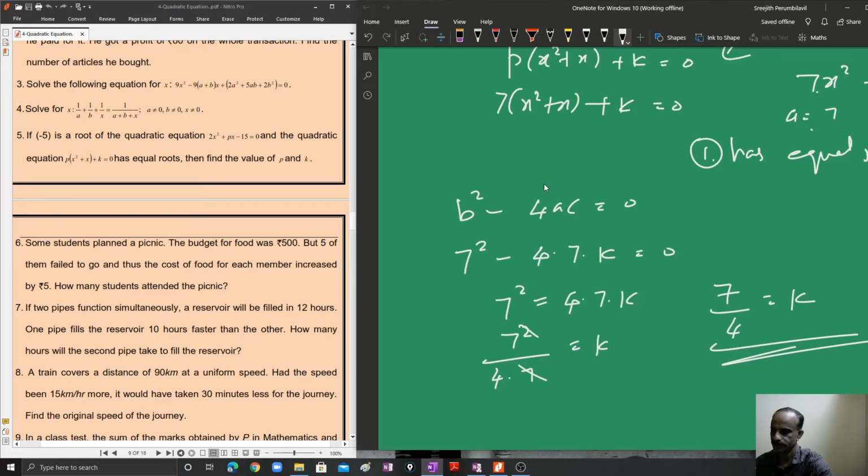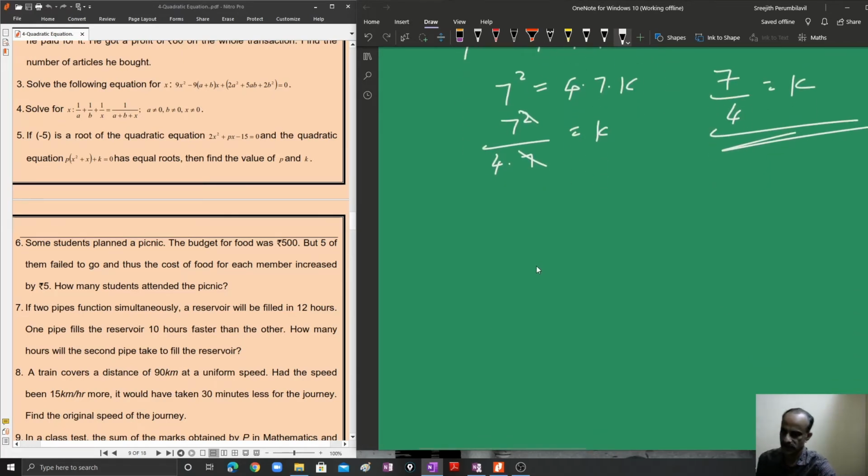Question number 6. Some students planned a picnic. The budget of the food, the total amount available, is 500, but 5 of them failed to go, and thus the cost of the food for each member increased by 5. So the change has come for each member. So we will find out the cost for each member in both the cases.